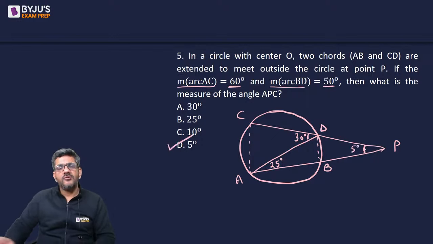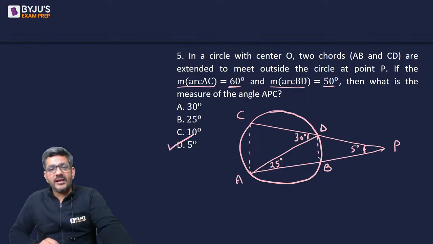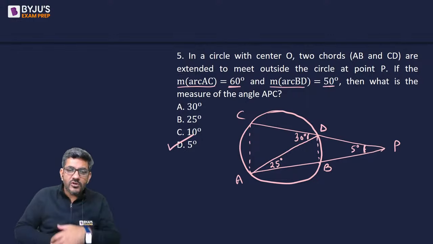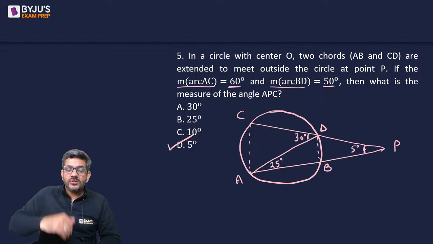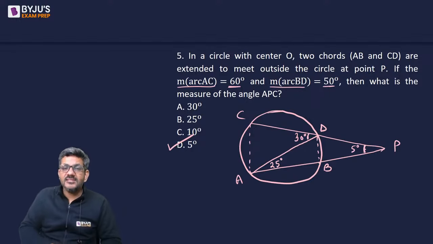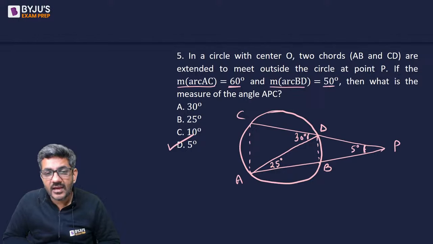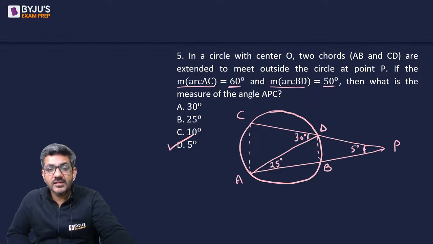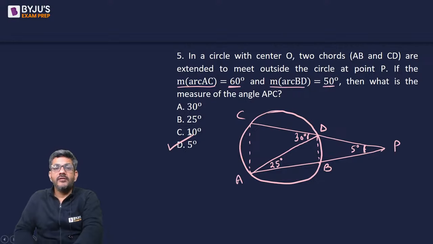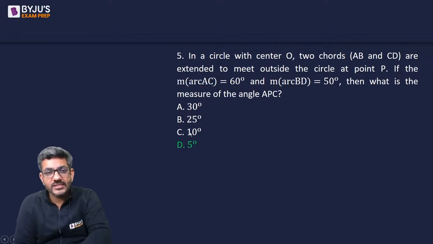The option is the answer now. The exterior angle is equal to the sum of two remote interior angles. We used that. So 30 is the exterior angle and that is equal to 25 plus the angle at P. So the angle at P is 30 minus 25, which is 5 degrees. That's option D for question number 5. Simple question. I'm sure you all understood this. I'll move ahead to the next question.